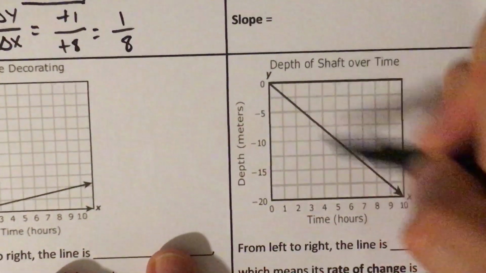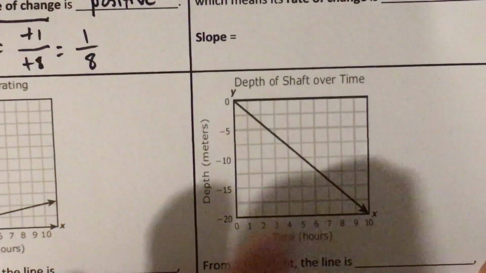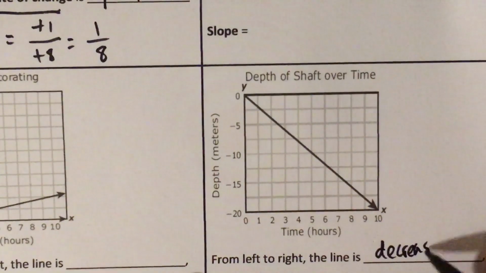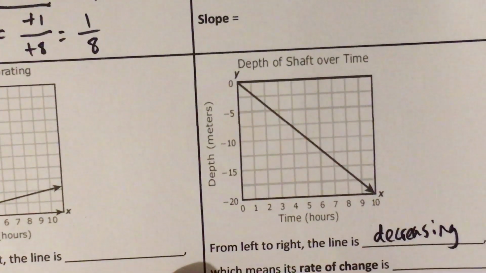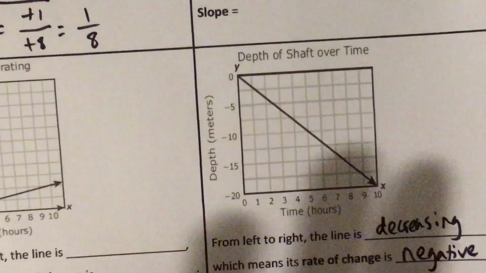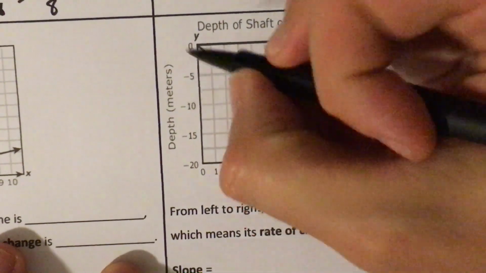Let's look at something where maybe it's going down. So from here to here, right? From left to right, the line is going down. So we'd say it is decreasing, which means its rate of change is negative, right? So the first thing you're gonna do is just kind of pick out a point.